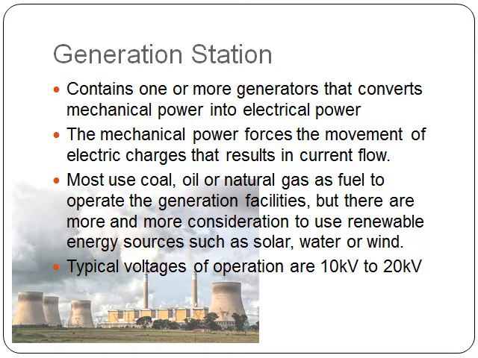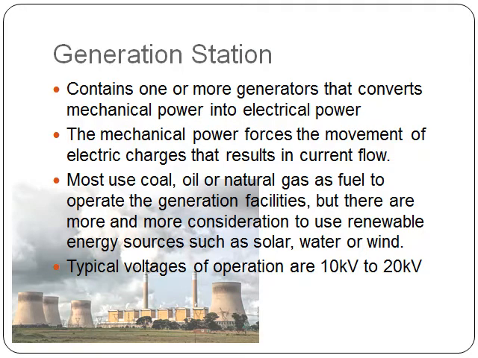Now let's start off with the generation station. The generation station contains one or more generators that convert mechanical power into electrical power. The mechanical power forces the movement of electric charges that results in current flow.